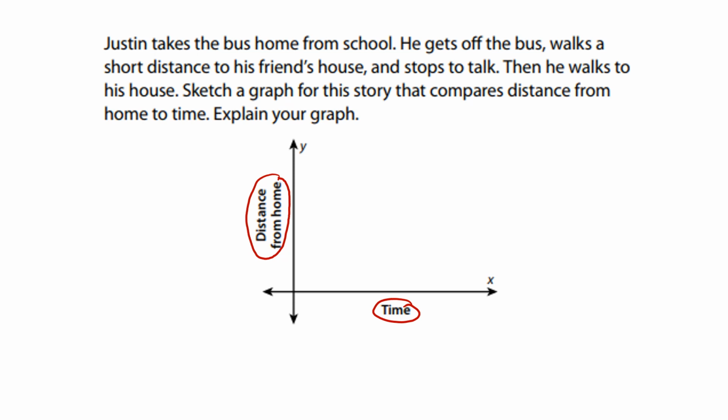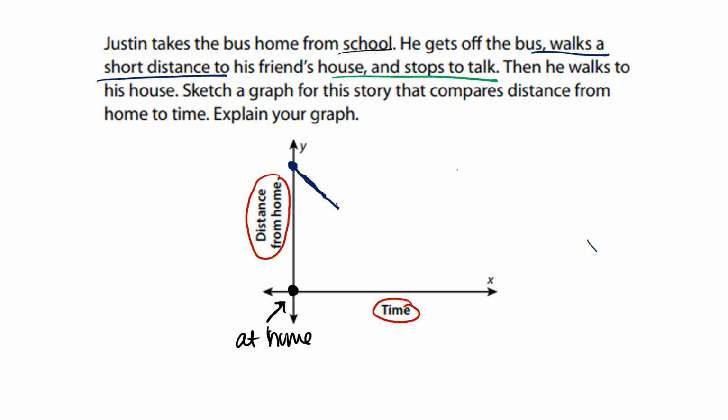Explain your graph. So if we're doing distance from home, this point down here at 0, that's going to be at home. When he's at 0, he is at home. So if he's going home from school, that means he's not at home, meaning our graph needs to start up here at the top. So he's going to get off the bus and he's going to walk a short distance. So that means we're going to get close to home. We're going home. We're getting closer to our line.